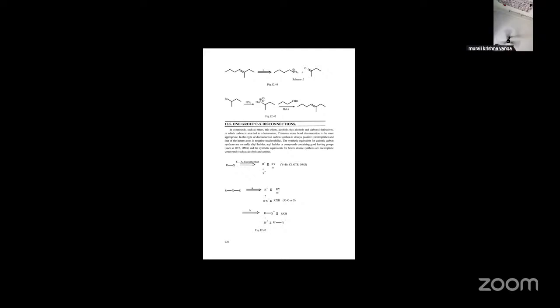Ethers also undergo retrosynthetic analysis, giving alkyl plus and RO minus, and formation takes place. Some examples are shown below. These are some examples of one group C-X disconnection of esters and amides.